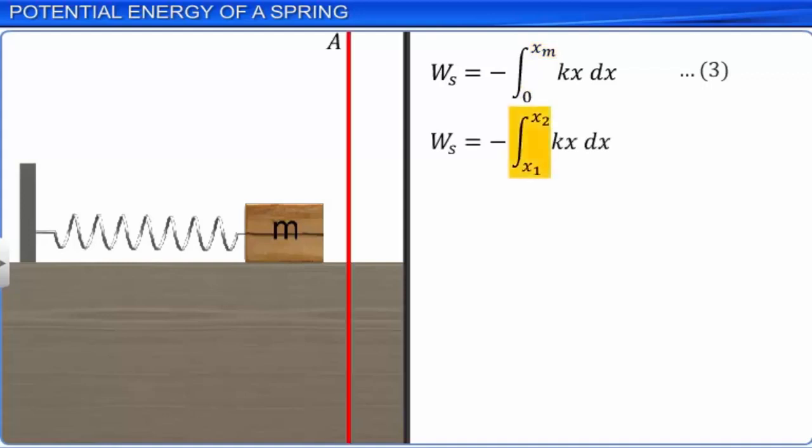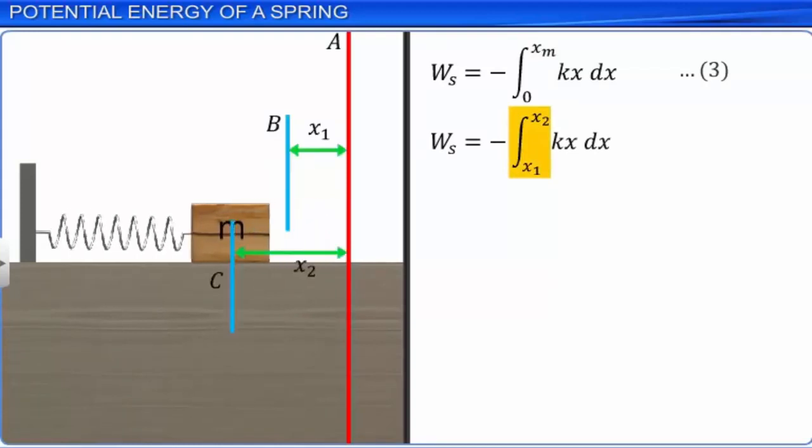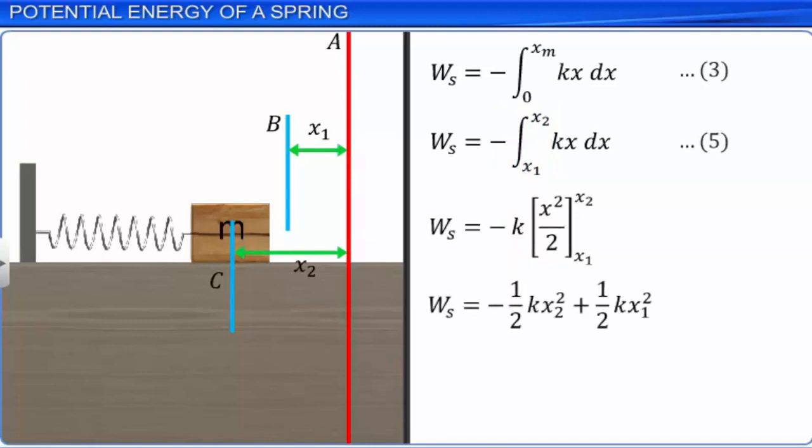We know that the initial displacement is 0 and the final displacement is xm. Instead, if the initial displacement is x1 and the final displacement is x2, then the work done W by the spring force would be equal to the negative of integral kx dx in the limits x1 to x2. Let this be equation 5. Then the work done by the spring force will be equal to half kx1 square minus half kx2 square. Let this be equation 6.